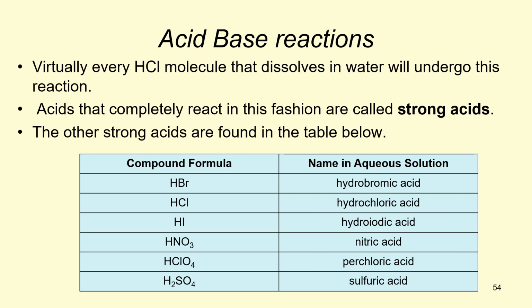Any other acid that we have, if anything else is acting like an acid, and how do you know if it's an acid? Generally, it starts with an H. If it's any other acid besides these, they're considered weak acids and they don't dissociate.